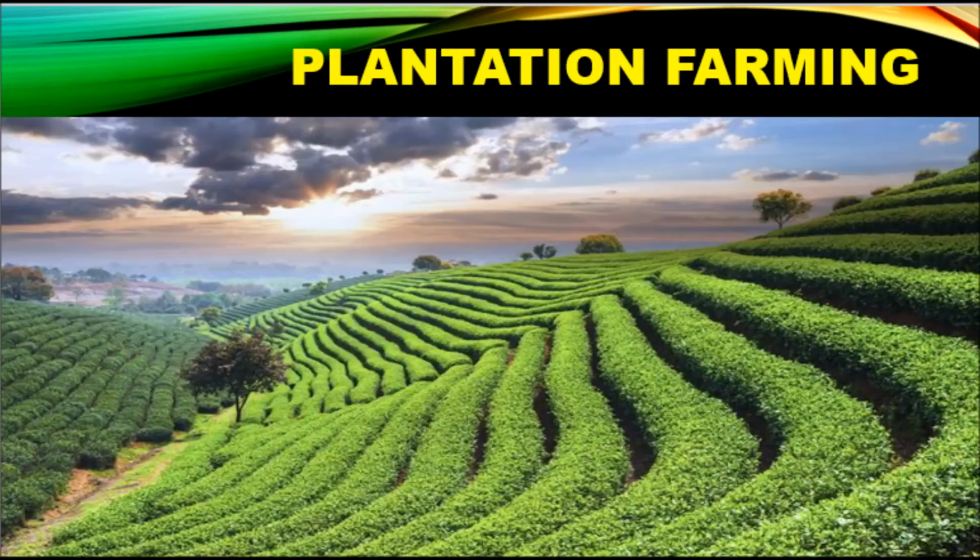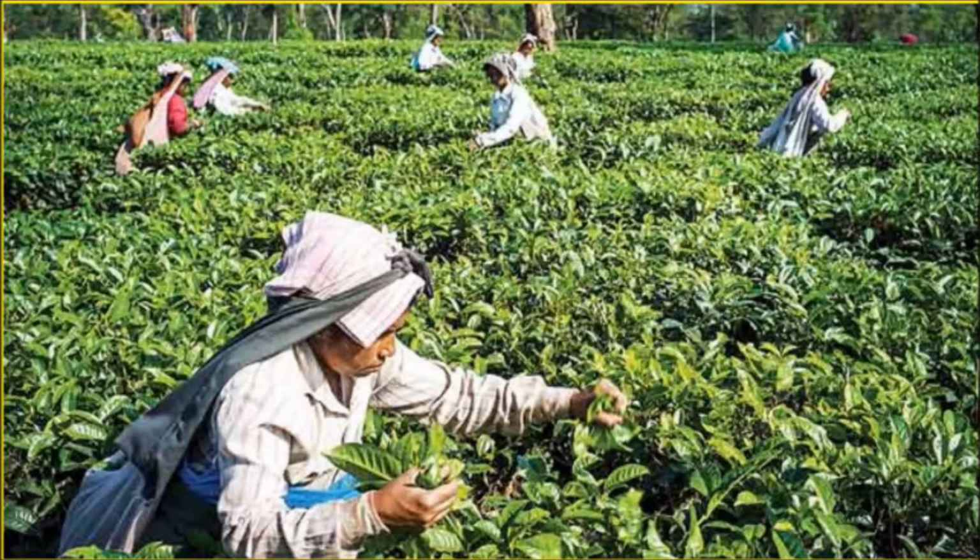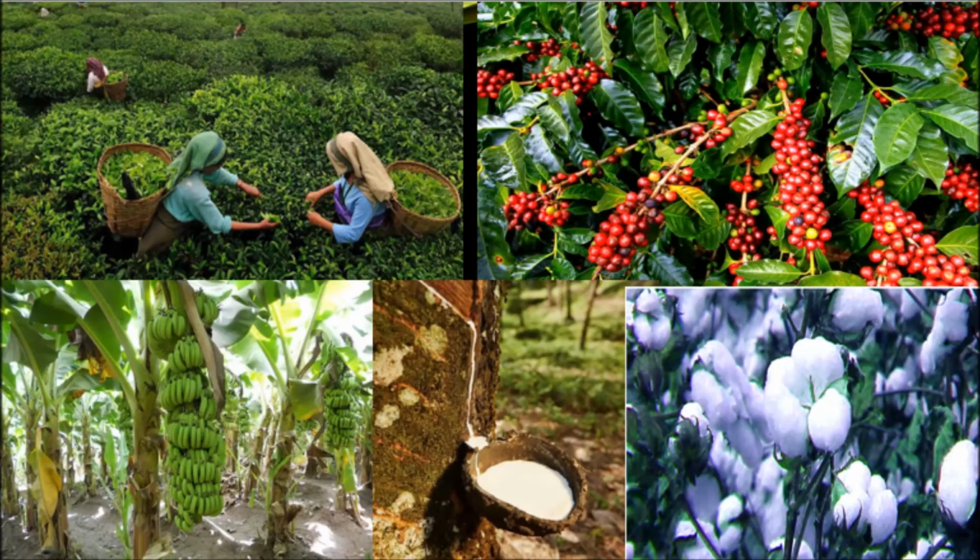Plantations are a type of commercial farming where a single crop of tea, coffee, sugarcane, cashew, rubber, banana or cotton is grown. Plantation agriculture requires a large number of laborers as well as money. The agricultural produce is either processed in the farm itself or it is sent to nearby factories to be processed into the finished product.